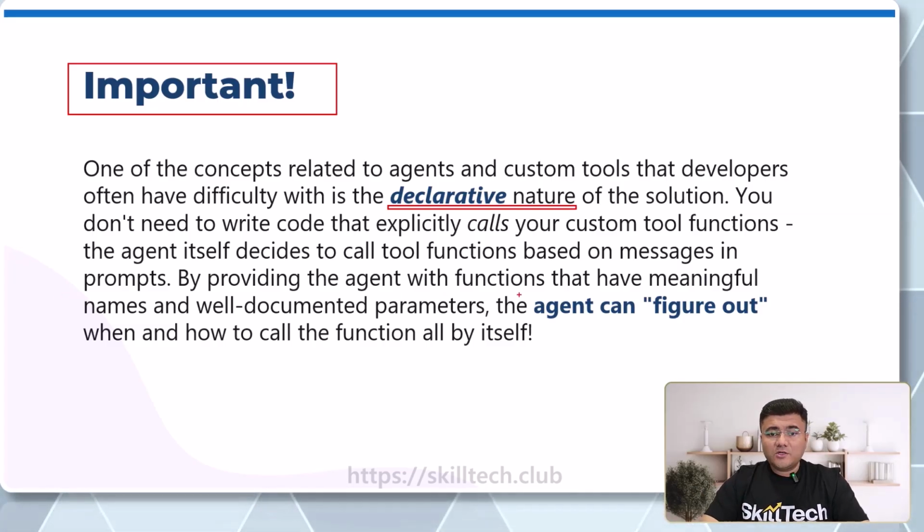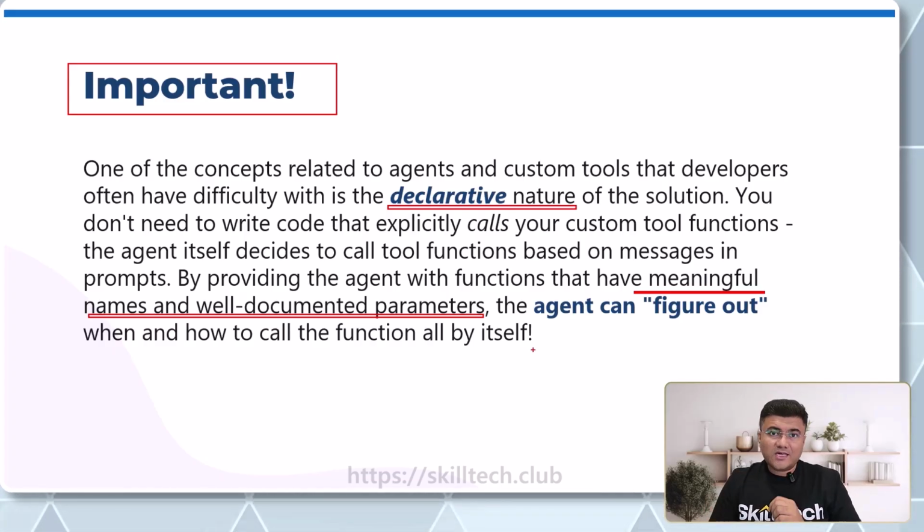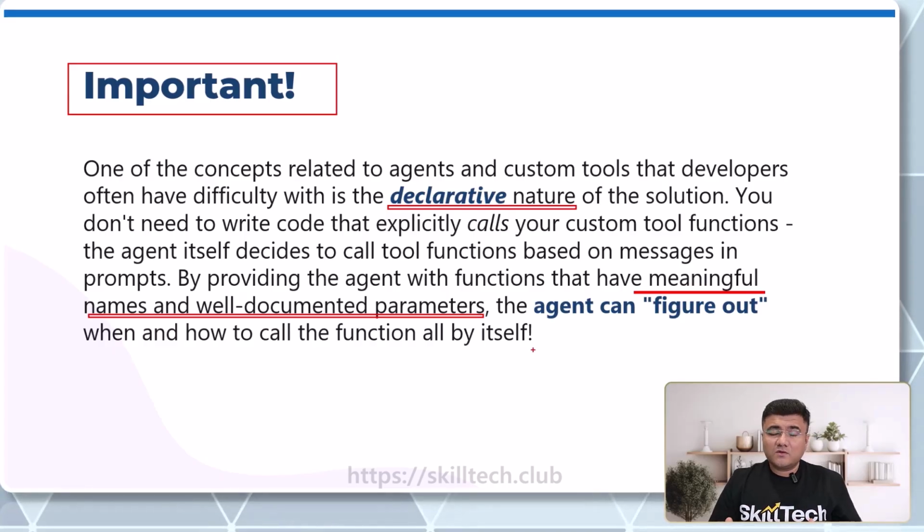By providing the agent with functions that have meaningful names and well-documented parameters, which is very important, the agent can figure out automatically when and how to call the function all by itself. Remember this: you don't need to take the pain of calling the function. Couple of times when we do the labs, there are people who do not understand how exactly this function calling is happening, how the agent is connected with my application, and even if it is connected, how it knows when to call that function using the tool. Well, that is the smartness associated with this agent, and they take care of this. So you don't need to worry about that.